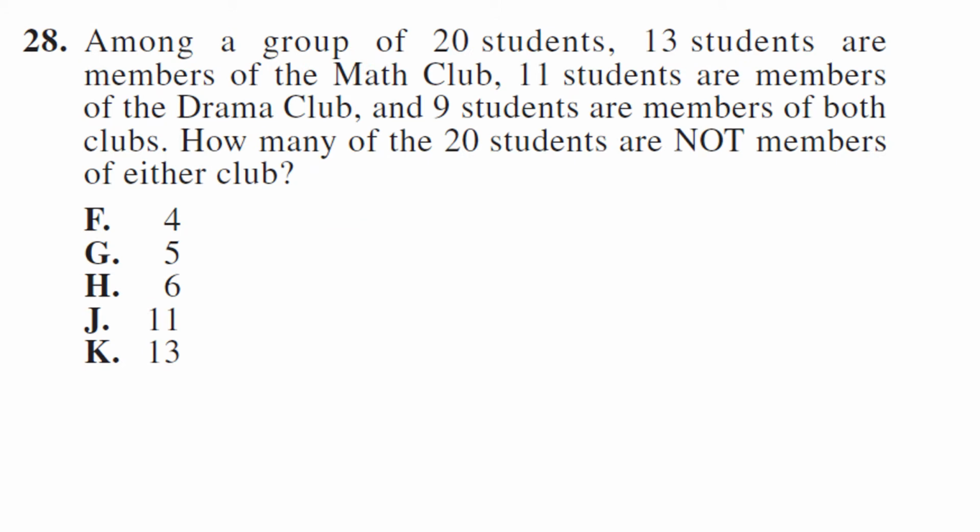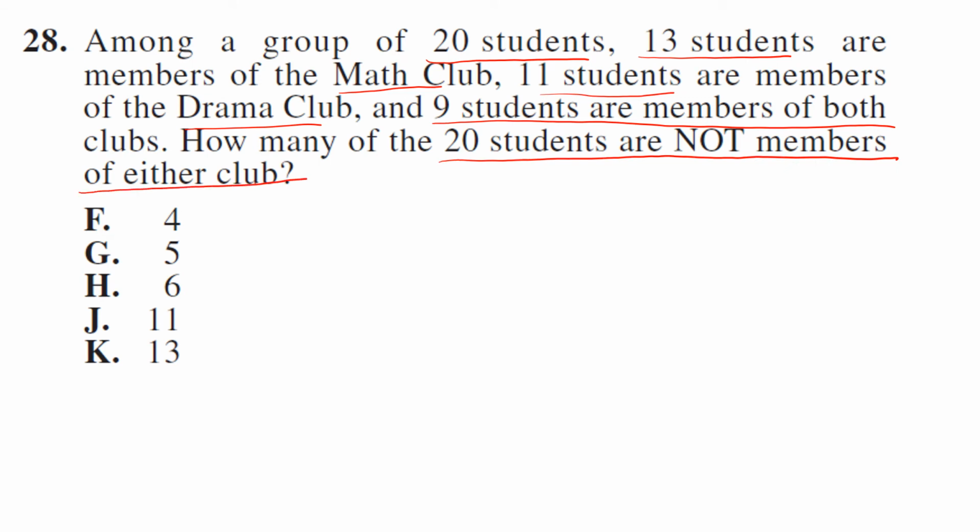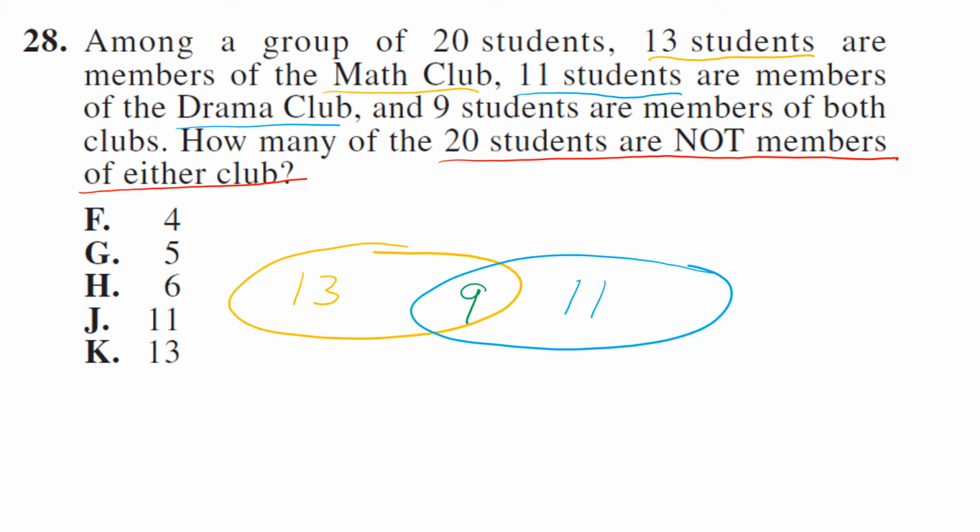Among a group of 20 students, 13 students are members of the math club, 11 students are members of the drama club, and 9 students are members of both. How many of the 20 students are not members of either club? Let's set up a Venn diagram to visualize this. So we have 13 math, 11 drama.